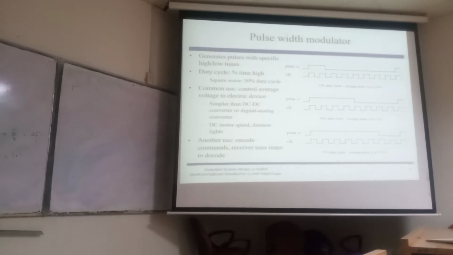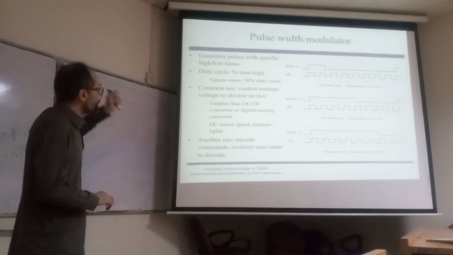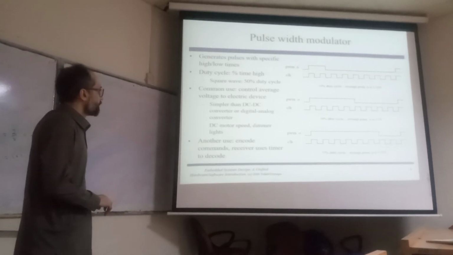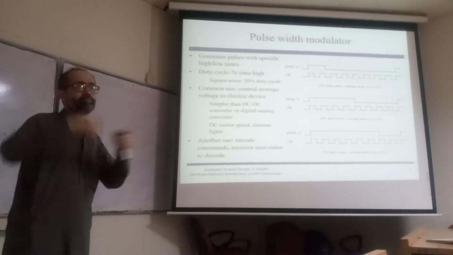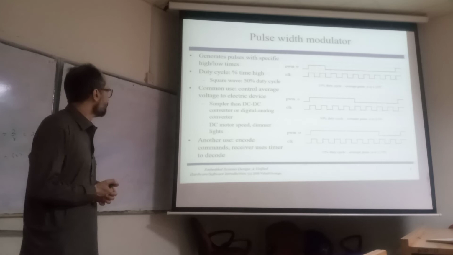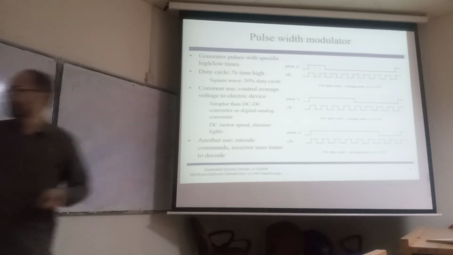Okay, now what is the purpose of this pulse width modulator? The common use of it is to control the average voltage to an electric device. It is simple, like a DC to DC converter or DC to analog converter. It is also used for DC motors and dimmer lights. Another use is to encode commands for a receiver, and I will explain this with an example in the next slide.